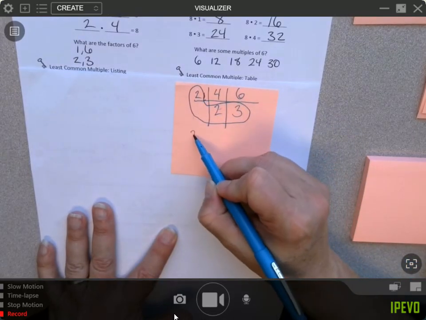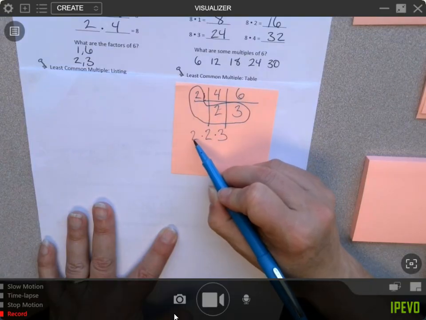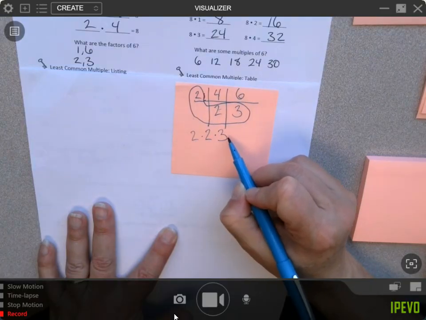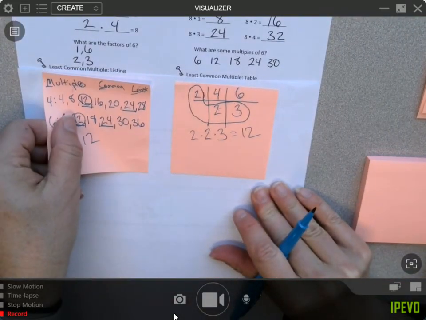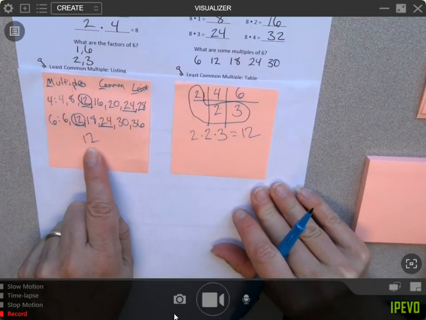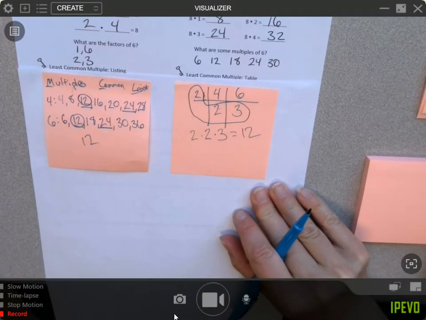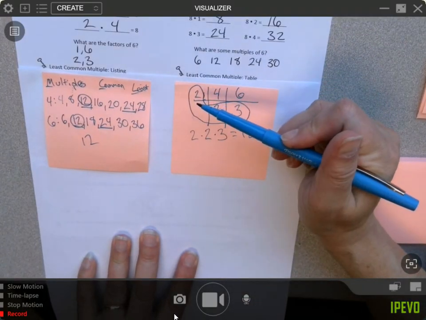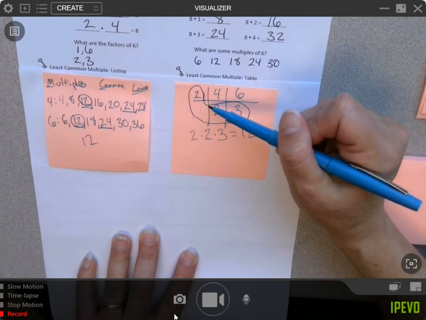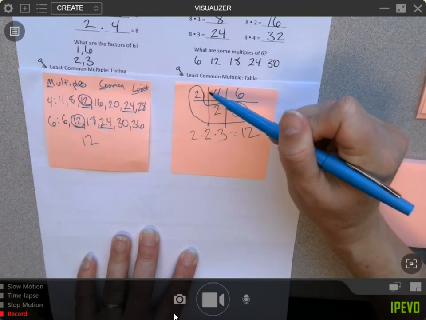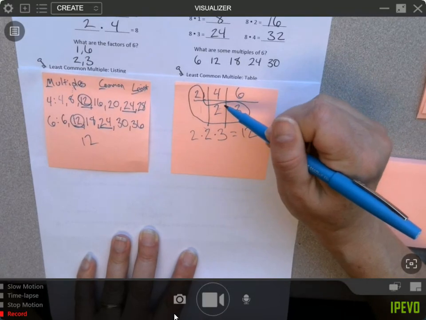So I have a 2 times a 2 times a 3. 2 times 2 is 4. 4 times 3 is 12. So just like over here with the listing method, I found our least common multiple was 12. It was the same thing for the table method. So it's different than the greatest common factor because we're not just doing the numbers on the left. We are circling to make an L. All the numbers on the left that we pull out and the very bottom row.